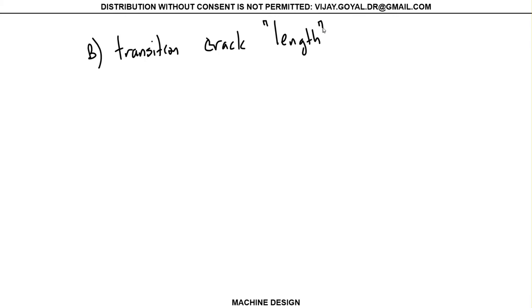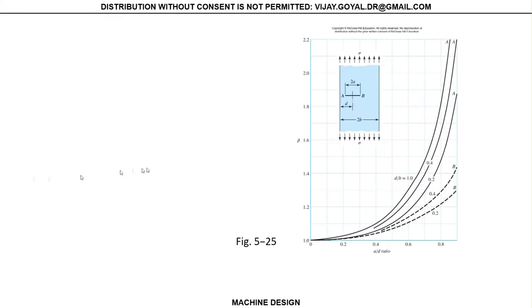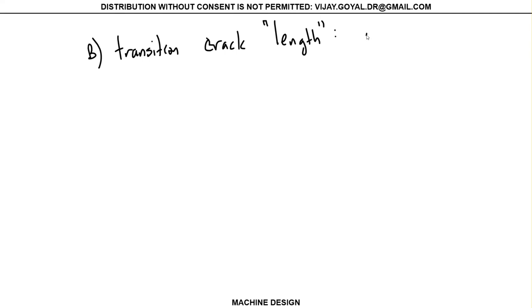Okay. So the transition crack length, I put length between quotes because you have to look at the problem itself, right? If you go back to the figure that we talked about in the books, this is a figure that we'll be using. It says 2 times A, and we are using only A in our equations. So it's half the crack length, okay? So that means the transition crack length AT in this particular example represents half the crack length.